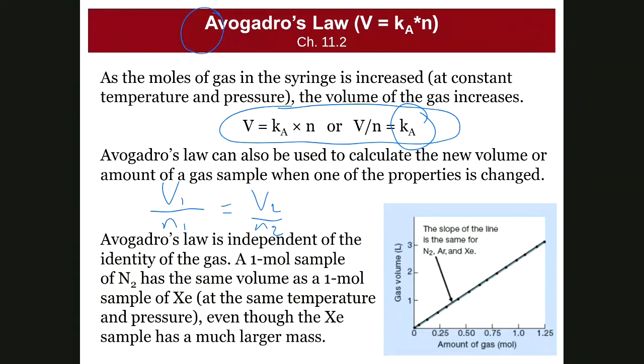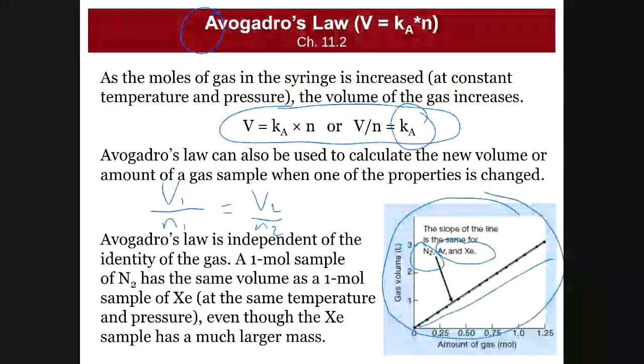We can talk about nitrogen gas. We can talk about argon gas. We can talk about xenon gas. It doesn't matter. The relationship between the volume and the number of moles is the same. A 1 mole sample of nitrogen has the same volume as a 1 mole sample of xenon. And you can see that because the slope of the line is the same. They have exactly the same proportionality. And even though xenon is a lot bigger, the volume of the gas is the same. As the amount of gas increases, the volume of the gas increases.